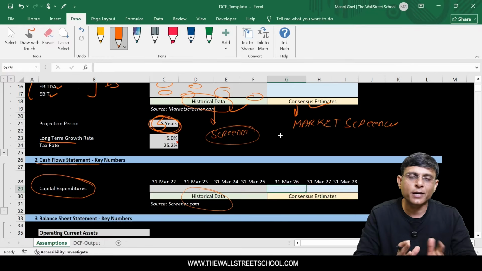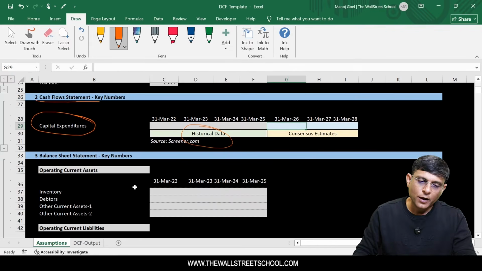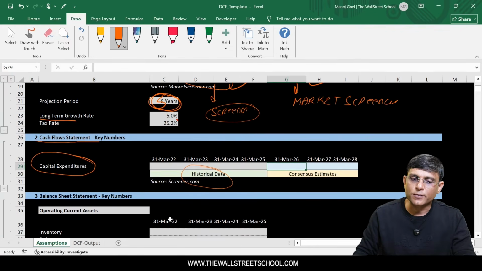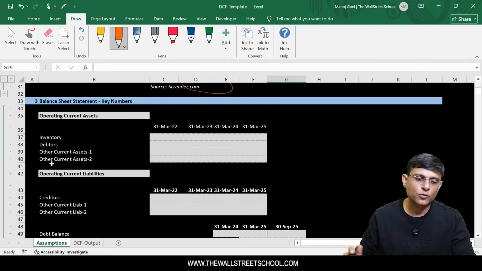Or otherwise, you can apply some assumptions here. Well, I'll show you when I apply this for the real companies, okay? Now guys, the next is we need to source some numbers from the balance sheet. So what balance sheet numbers are required to do DCF?